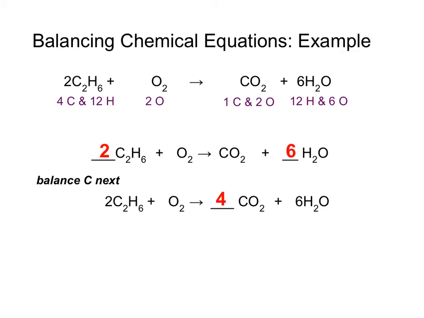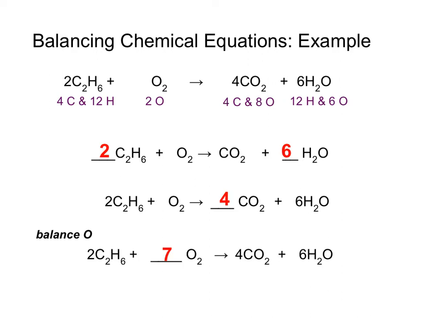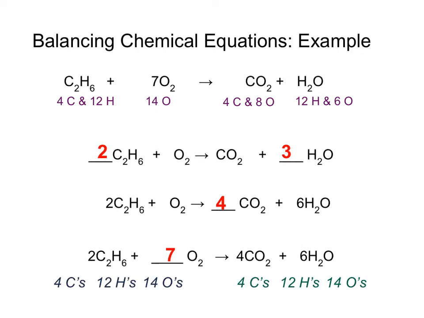This leaves everything balanced now except for our oxygens. We see that we now have 8 oxygens in CO2 and another 6 from our water molecules for a total of 14 oxygens in our product side. And so we can take care of that by having 7 O2 molecules in our reactant side. We now have a fully balanced equation with the same number of each type of element on both sides of the equation.